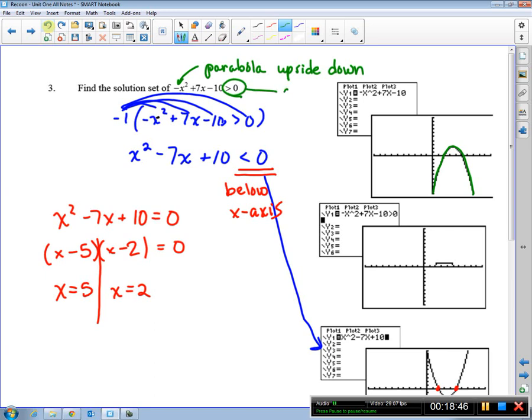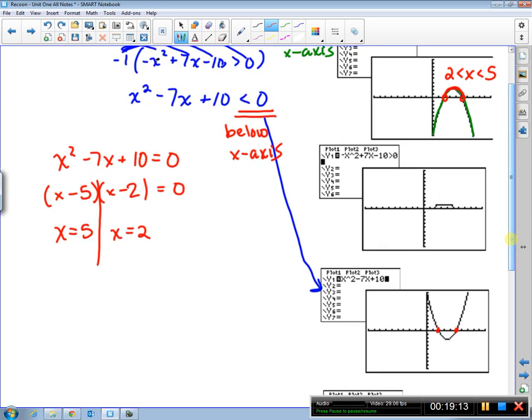Now that original question has a greater than 0. So if we use the original equation, we'd be looking above the x-axis. Let's see if that works. The section above the x-axis is from here to here. And 2 and 5 were still the roots. And so we still get 2 is less than x is less than 5. And again, don't forget the third way that we might do one of these is to put the entire inequality in as is and look for the little shading on the graphing screen. And that's it.